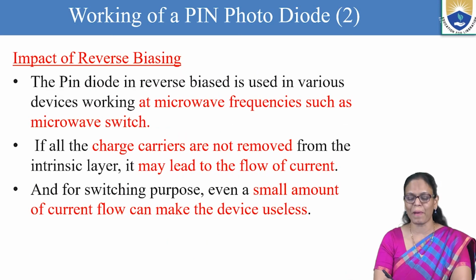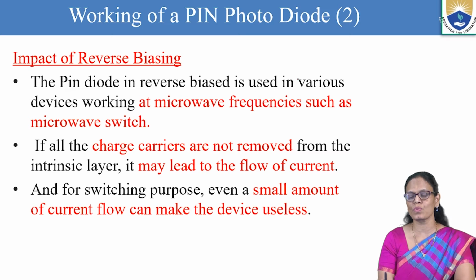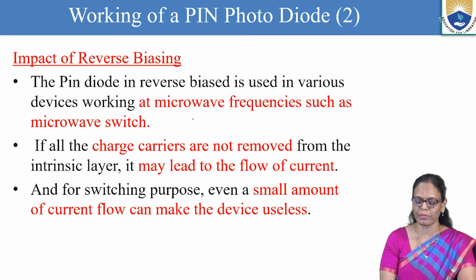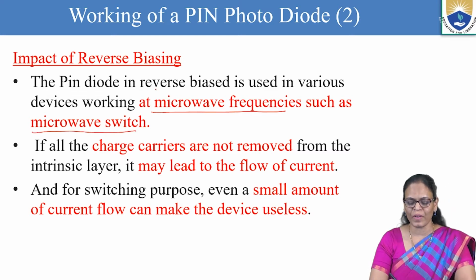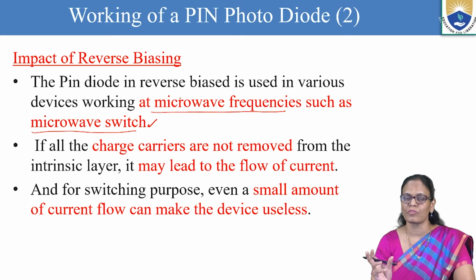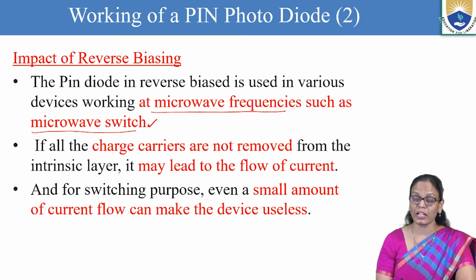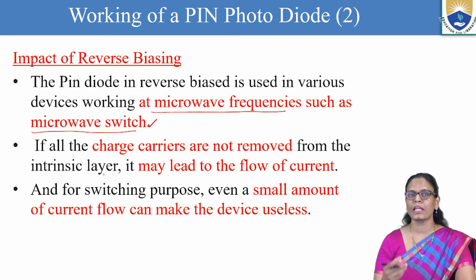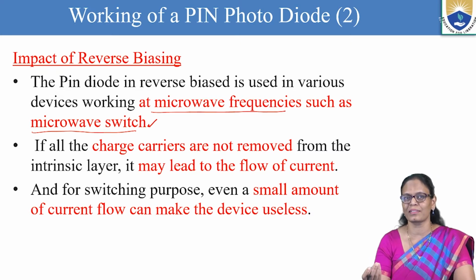Now, what is the impact of reverse biasing? We will see here. When the PIN diode is connected in reverse bias, it is used in various devices working at microwave frequencies, such as a microwave switch. So, I can simply say, when connected in reverse bias, it can behave like a switch, and that too in the microwave frequency region. And if all the charge carriers are not removed from the intrinsic layer, there may be a small current that is flowing.